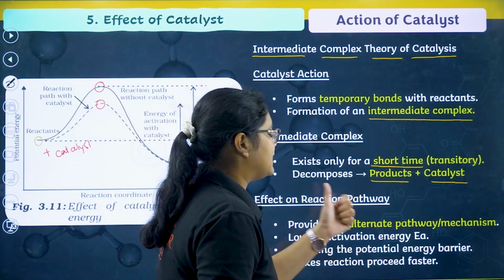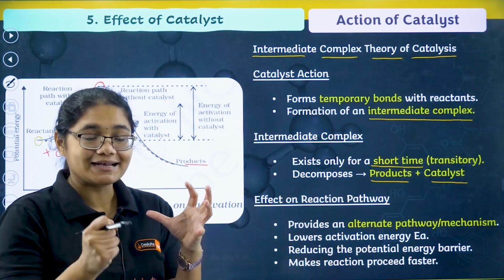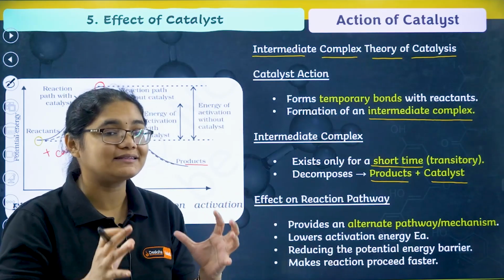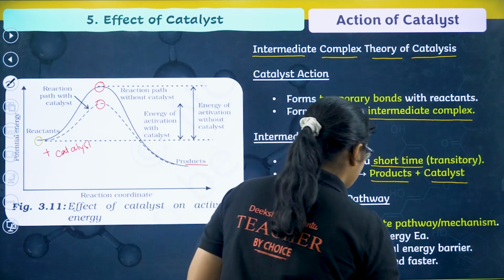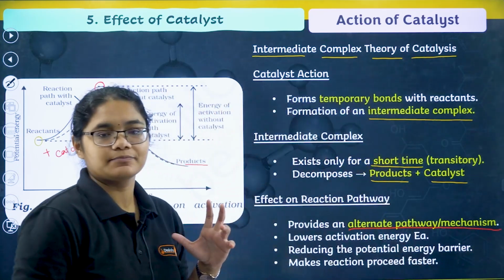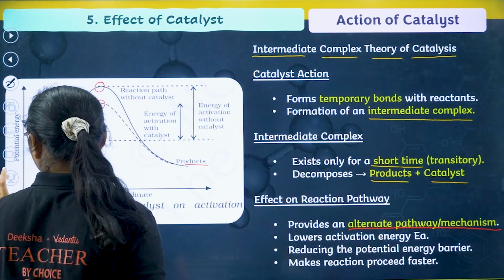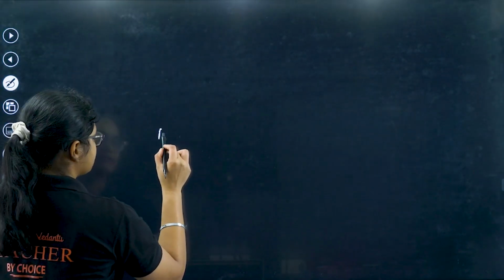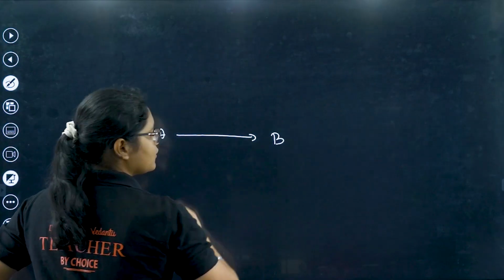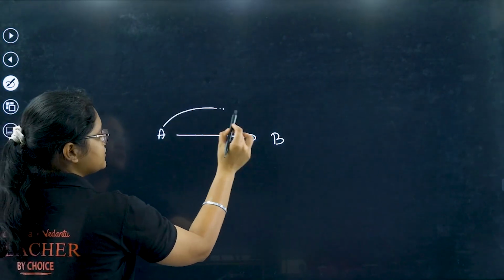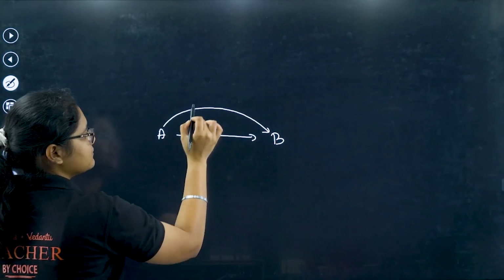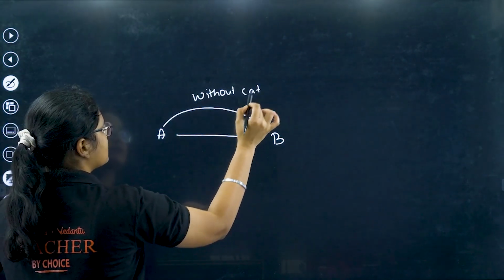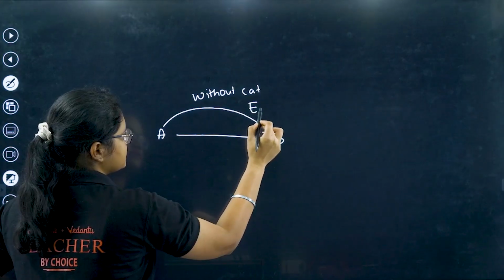Now, the effect on the reaction pathway. When the catalyst forms a bond with the reactant, what exactly happens? It provides an alternative pathway for the reaction. Suppose I have a reaction A to B. Without a catalyst, the reaction follows a certain pathway or mechanism, and the activation energy for this one is E1.